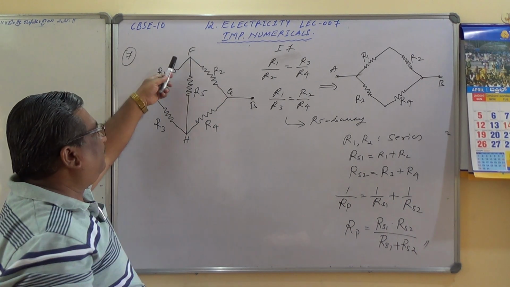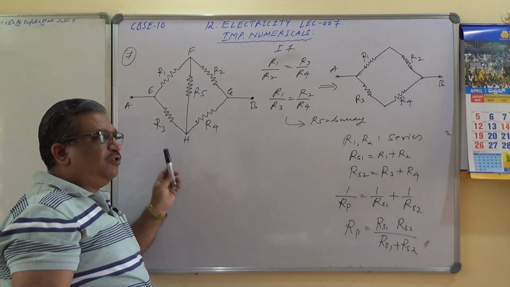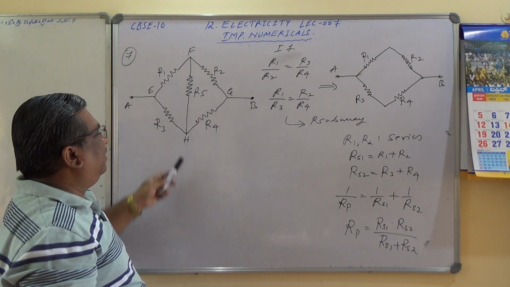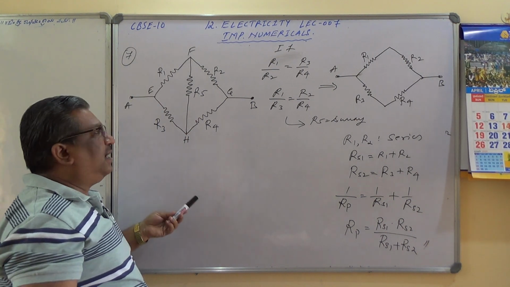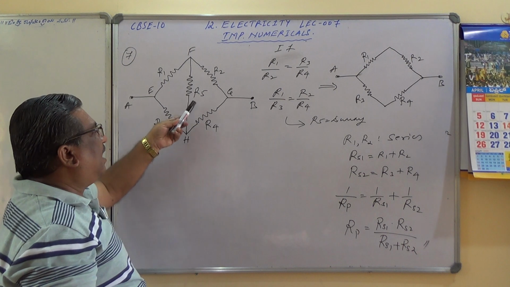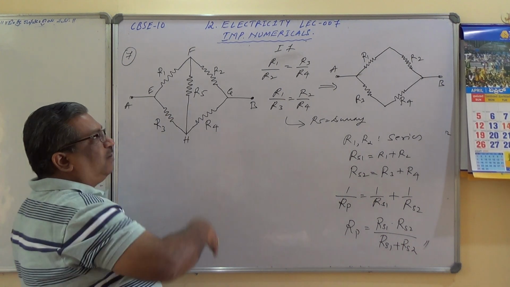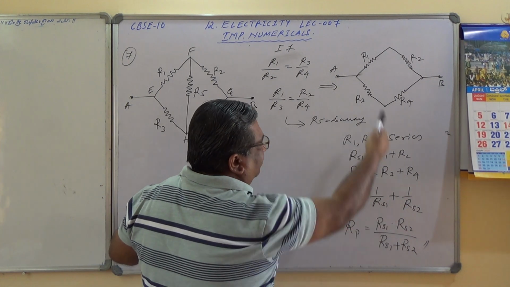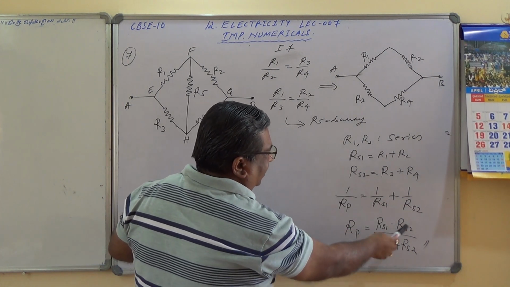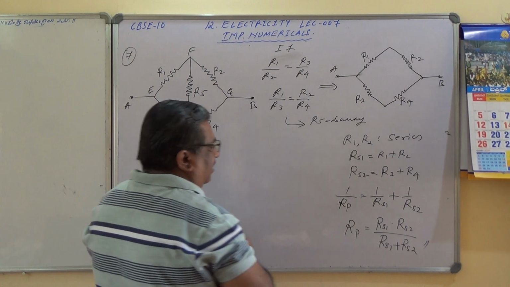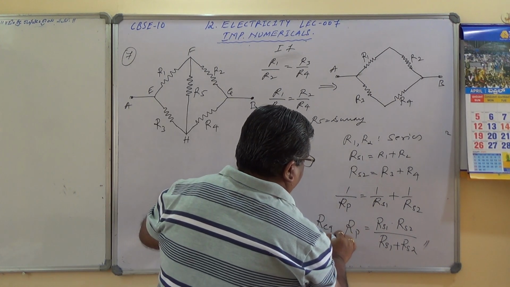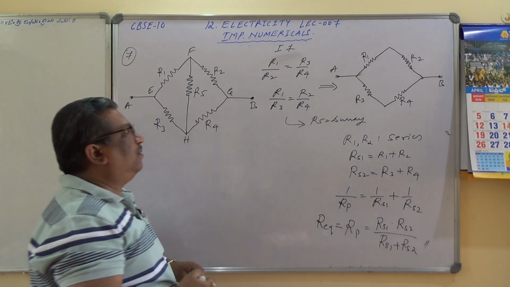If the potential at F and H is the same, there is no potential difference across the length FH, and therefore no current can flow through this R5. Hence R5 can be considered a dummy resistor. You can remove that one and solve the rest of the circuit this way to get Rp equals RS1 RS2, and this is nothing but R equivalent basically. This is how we have to work it out.